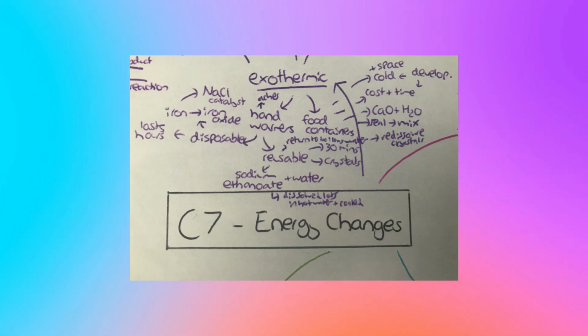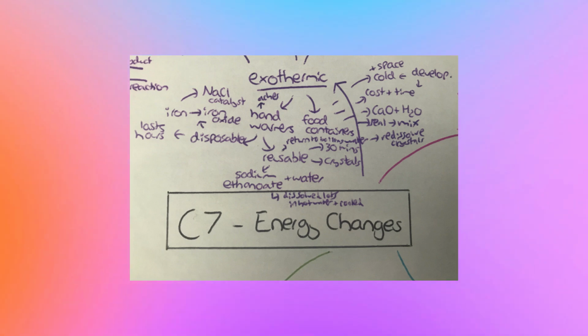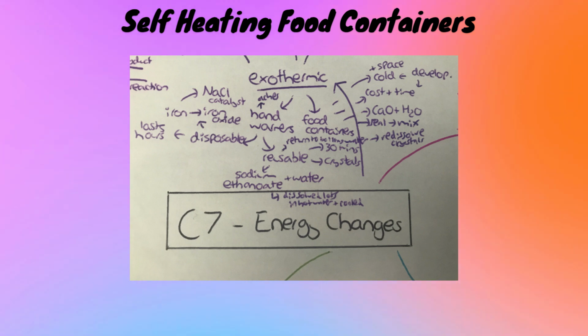The other type of hand warmer is reusable hand warmer, and this uses the reaction between sodium ethanoate and water. Essentially, the sodium ethanoate is dissolved into lots of hot water and then cooled down to crystallize, and those crystals are then activated and react with the water. Now, the advantage of reusable hand warmers is that they can be used multiple times, so they may be actually cheaper in the long run. However, the disadvantage is that they only last for 30 minutes, then they have to be returned to boiling water to redissolve the crystals.